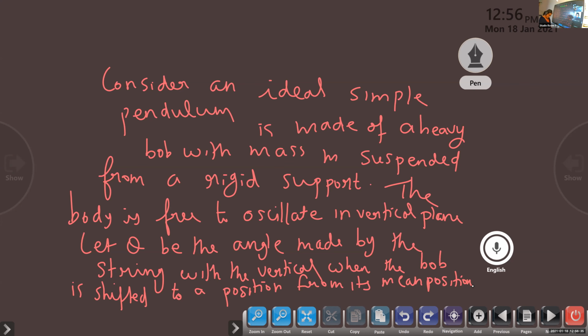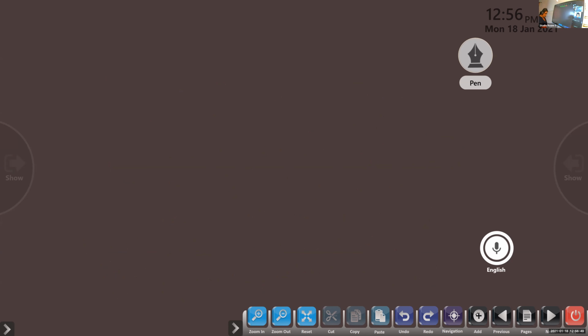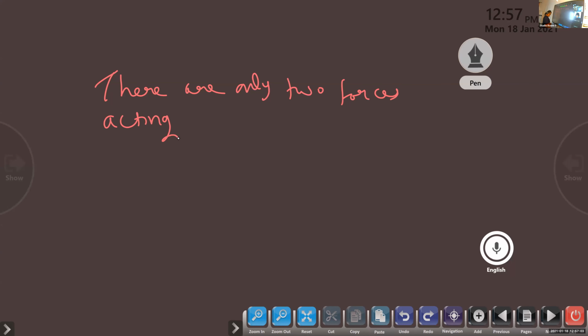Okay. So we can write only the introduction part. The remaining part we will learn in the next class. The derivation comes later. First we write the paragraph of this. Below that you can write, there are only two forces acting on the bob.